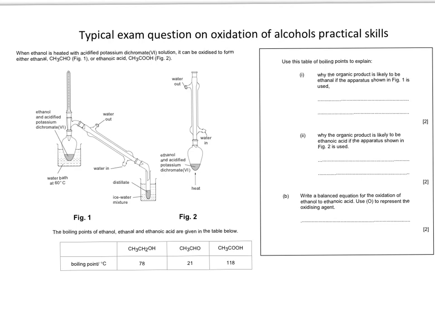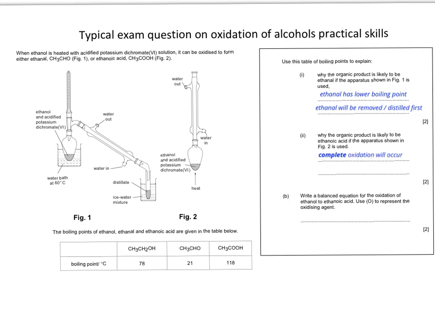Let's have a look at that first. So the ethanal has a lower boiling point compared to ethanoic acid, and therefore it will be removed or distilled off first. Now we need to think about the second one. So the second picture, figure 2: why the organic product is likely to be ethanoic acid if the apparatus shown in figure 2 is used.